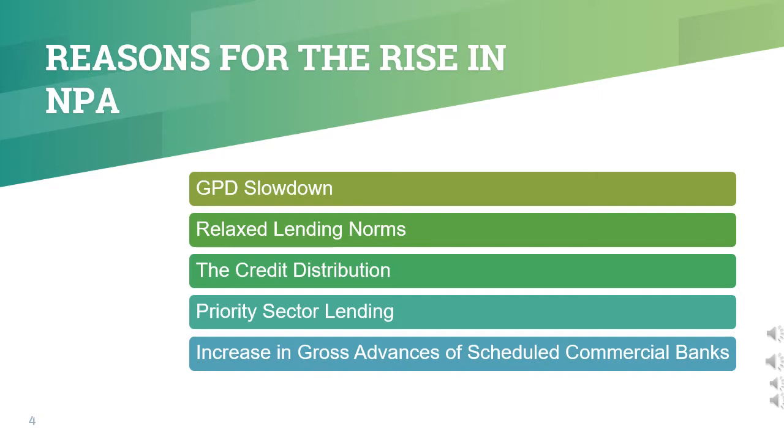Banks relaxed lending norms for corporates without analyzing their financial status and credit ratings. Public sector banks provide around 80% of the credit to industries, and it is this part of the credit distribution that forms a great chunk of NPA. Other reasons are priority sector lending and the increase in gross advances of scheduled commercial banks.